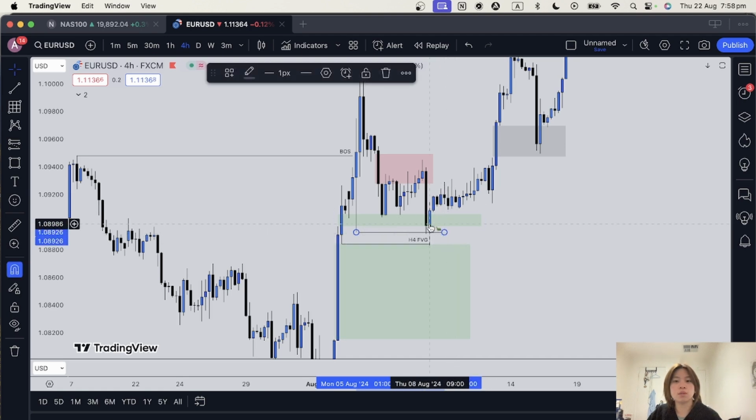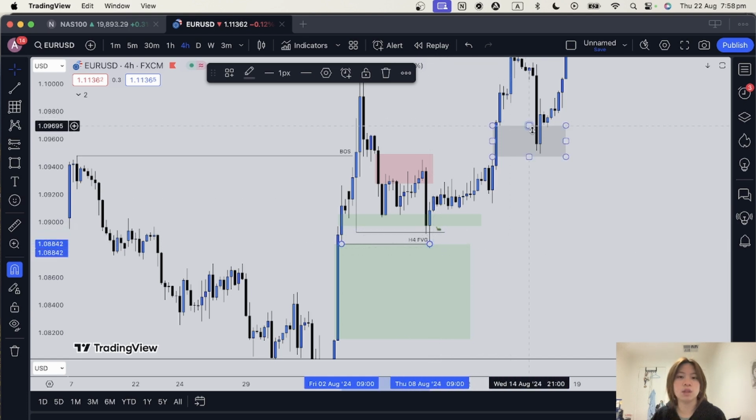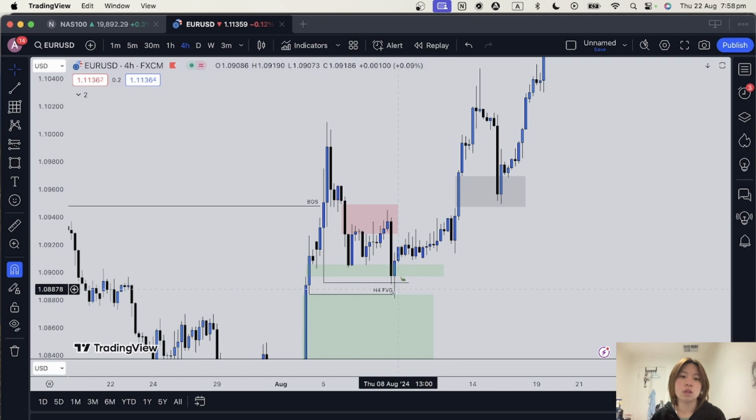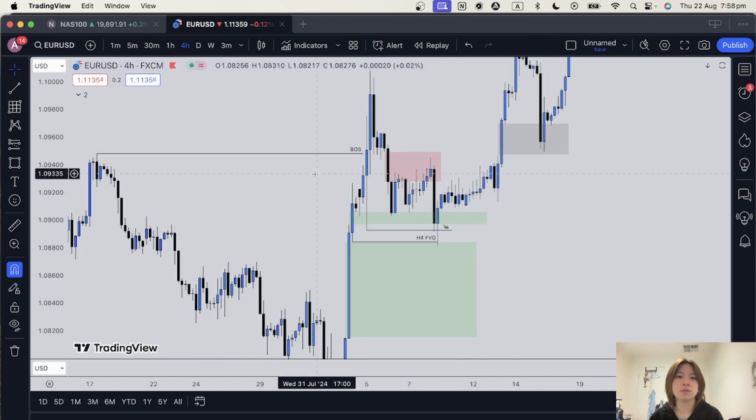It's a liquidity sweep. So that's from episode 2. Swept this low as a liquidity sweep, tapping into the H4 fair value gap and then continuing upwards. So that's how I know that it just wants to continue going upwards.